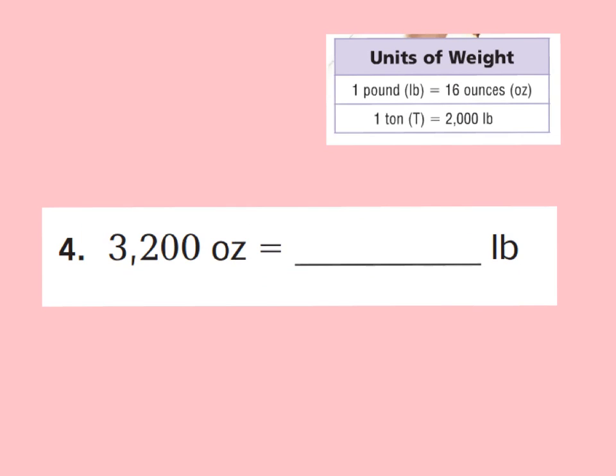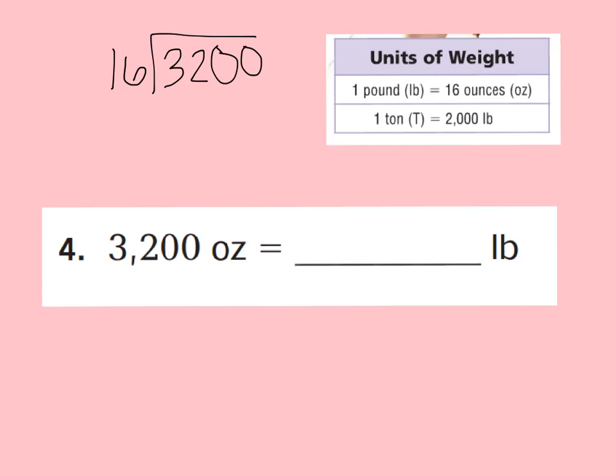Now for question number 4, it says 3,200 ounces equals how many pounds? Remember, ounces are small units and pounds are larger. So you're going to divide to get to your pounds because you're going to have less of these. So let's look at what we know. If we know 1 pound has 16 ounces, then 3,200 ounces needs to be divided by 16. If you'd like to go ahead and pause the video now and do this on your own, you can, or you can work through this with me. And let's see how you do.